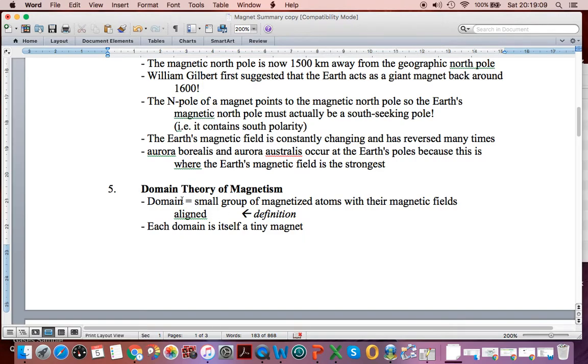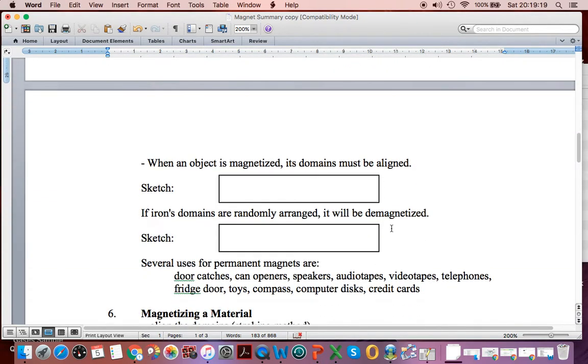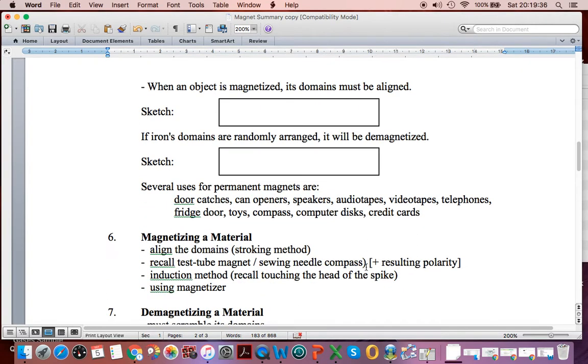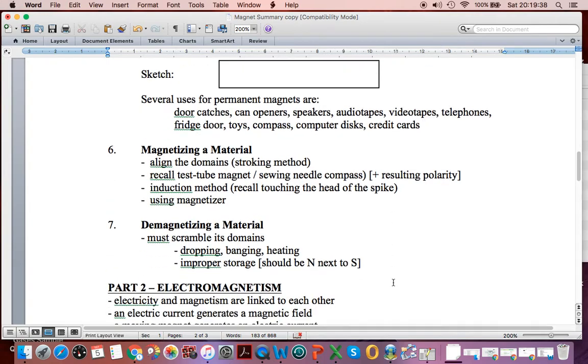We should know the definition of domain, and we should know the domain theory of magnetism: if we have magnetic material, we can magnetize it by aligning its domains. So you could sketch that, you'd put a whole bunch of arrows going in the same direction to show it's aligned. If the domains are scrambled, so you'll put arrows going all over the map, it has been demagnetized. And you should know uses for magnets. So I might say, hey, give me 75 uses for magnets.